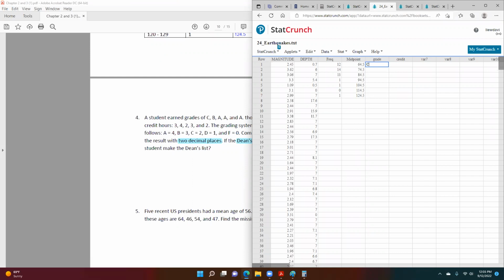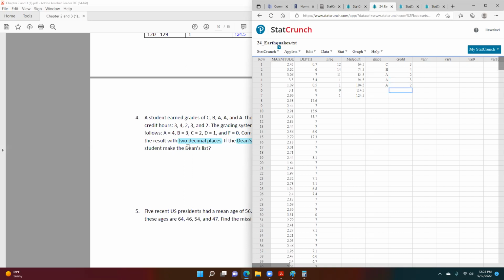So, C, you got a 3 credit class. You earn a B in a 4 credit class. And then you got an A in a 2 credit class. So C will be 3, B will be 4, A will be 2. And then you got another A in a 3 credit class. And you got another A in a 2 credit class.